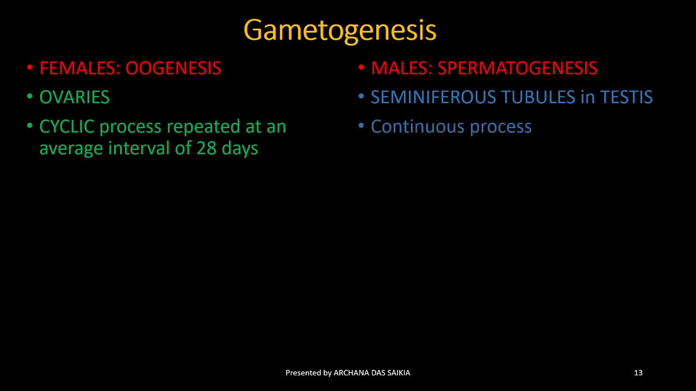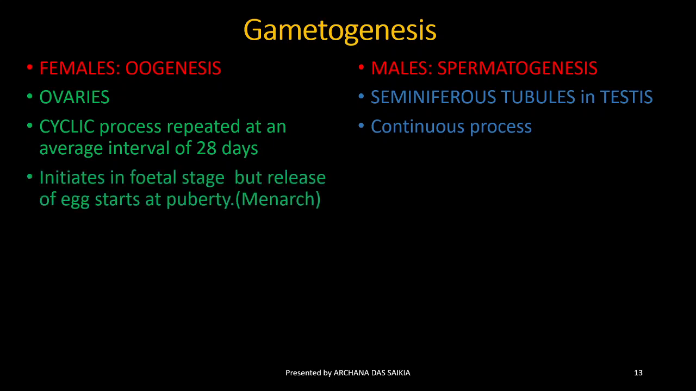And in males, it is not cyclic, but it is a continuous process. That means continuously the seminiferous tubules will be forming the male gametes or the sperms. It is not repeated in a cyclic manner, but it is a continuous process since the onset of puberty till the time the male individual remains capable of producing the male gametes.